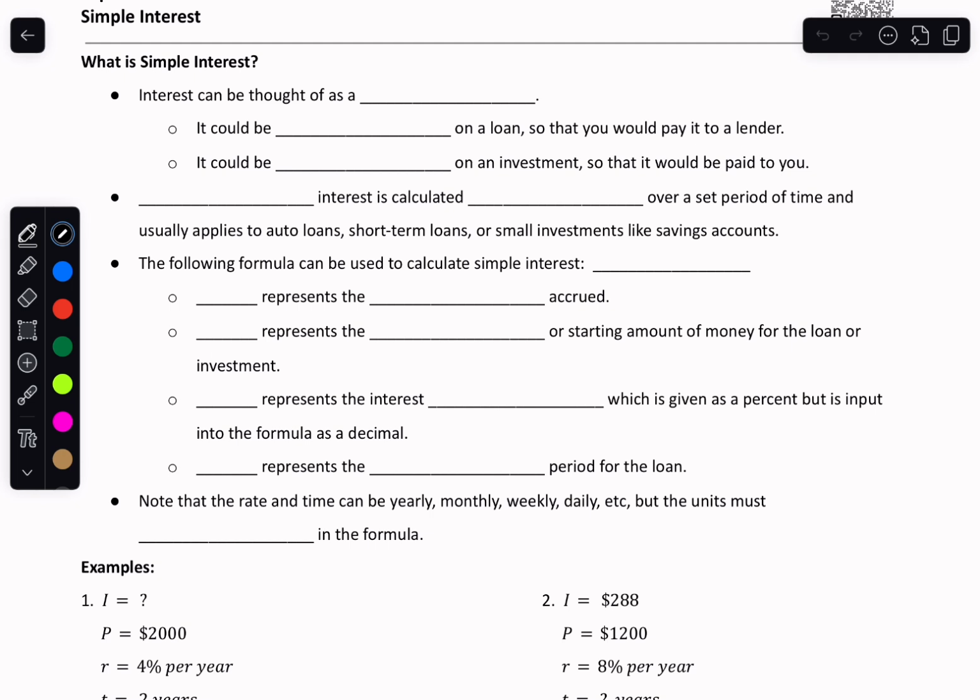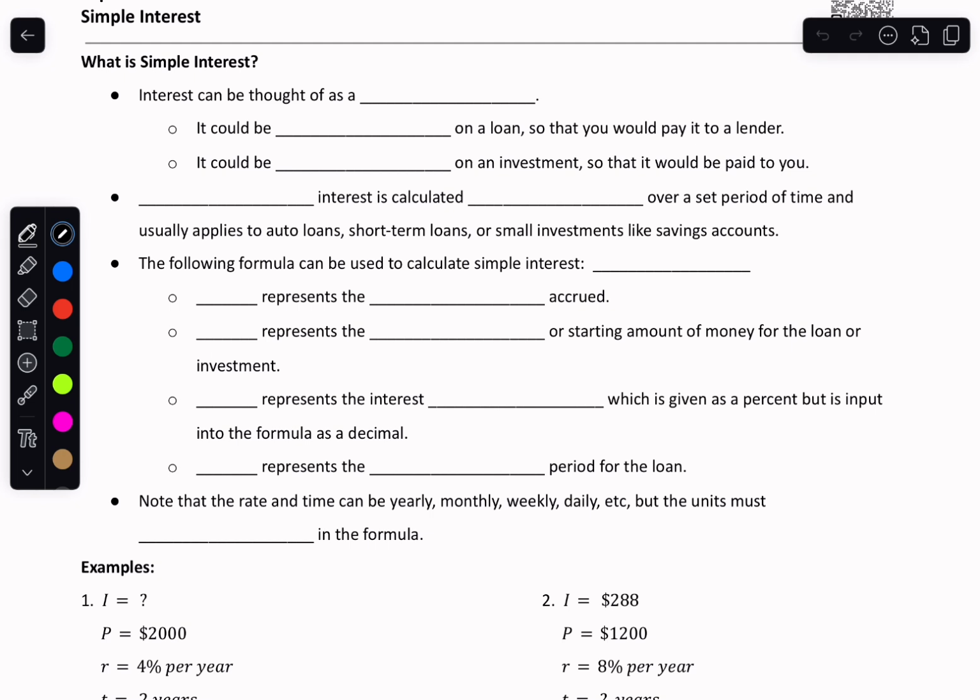Simple interest is going to be the beginning of our financial portion of the class, and essentially, it's the building block of all the other financial formulas we're going to talk about. So, before we can talk about compound interest or mortgages or anything like that, first we need to just understand what is simple interest. So let's dive right into it.